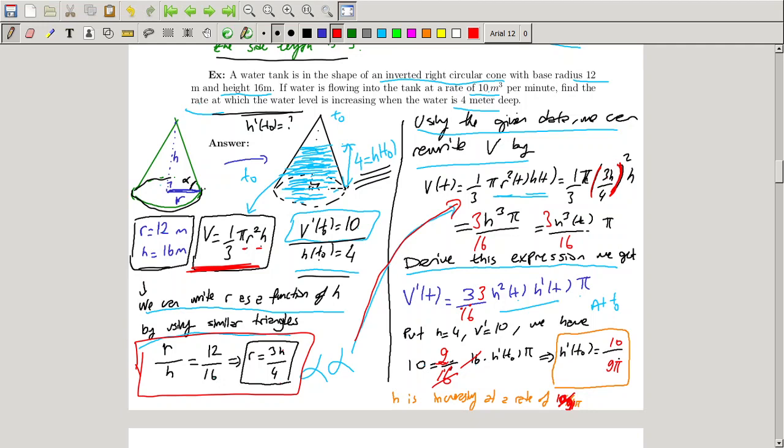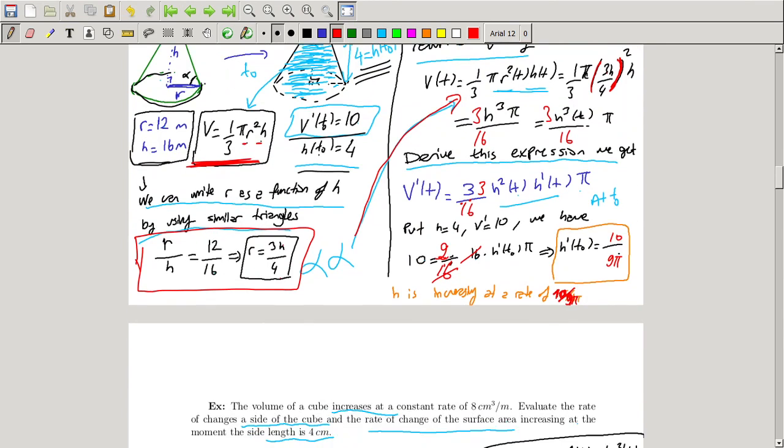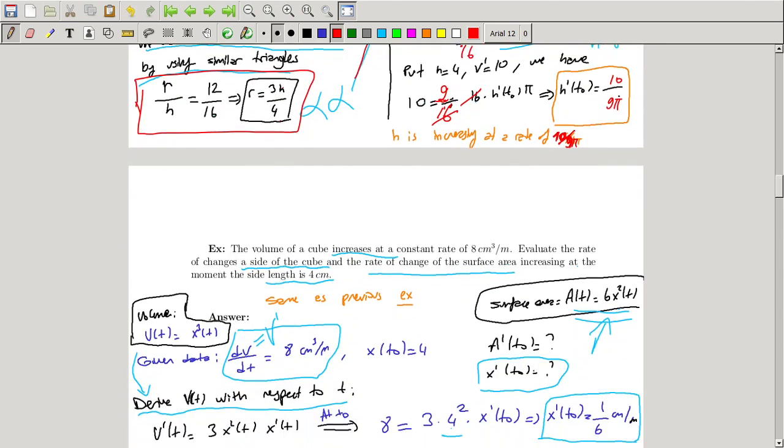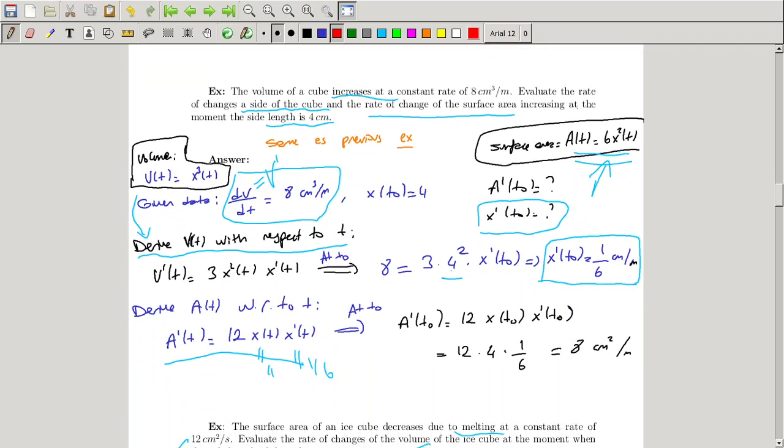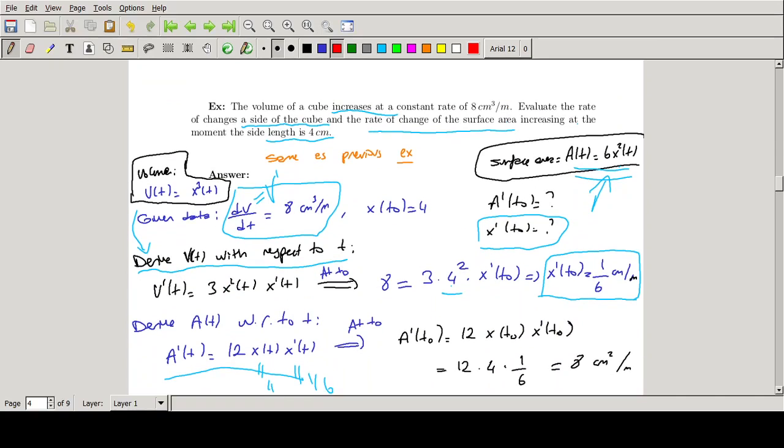Okay, if I have any mistake, you can tell me by email if you find any mistake in the calculation. Okay, this is the answer. h is increasing because the answer has a positive sign, so it is increasing at that rate. So let us stop at that point. We may continue in the second part with the other examples.